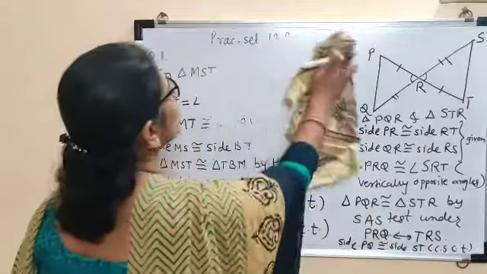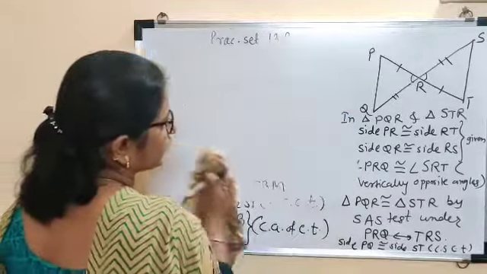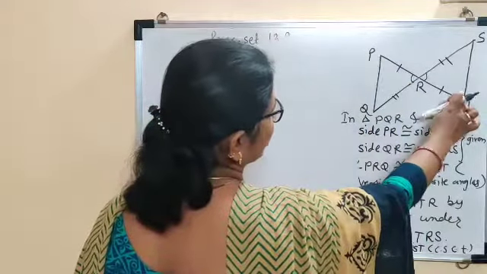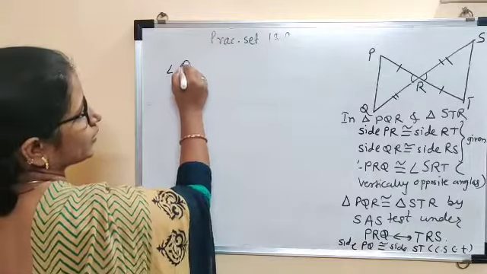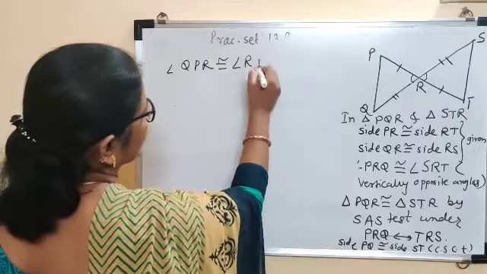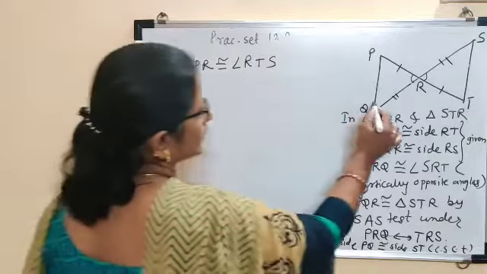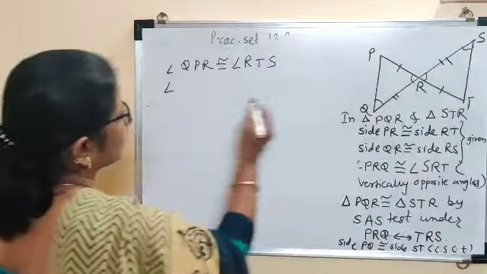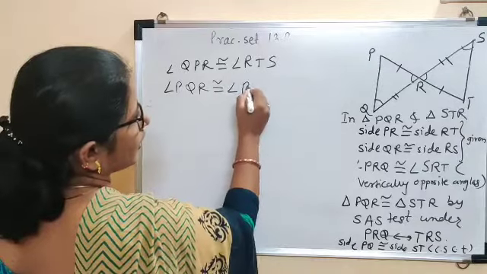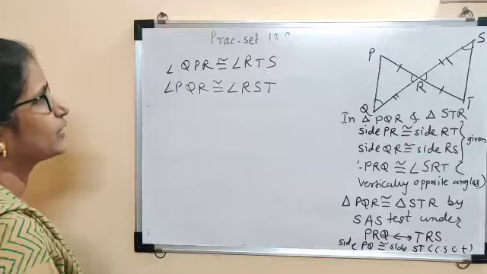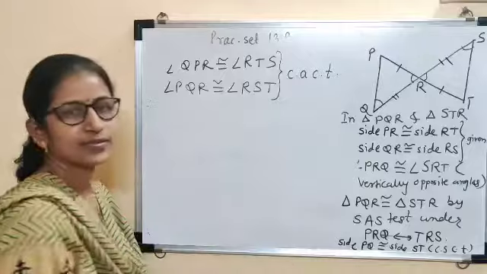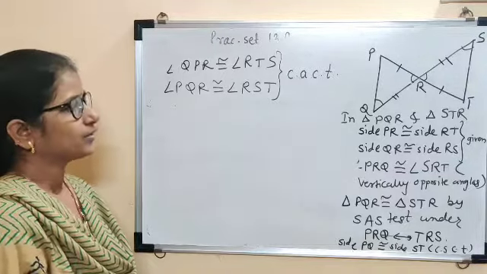Again two things are congruent. Which are they? Angles. Two angles are congruent. This P to T, so angle QPR is congruent to angle RTS. And next is this Q to S, angle PQR congruent to angle RST. Congruent angles of congruent triangles. Okay, these are the remaining.